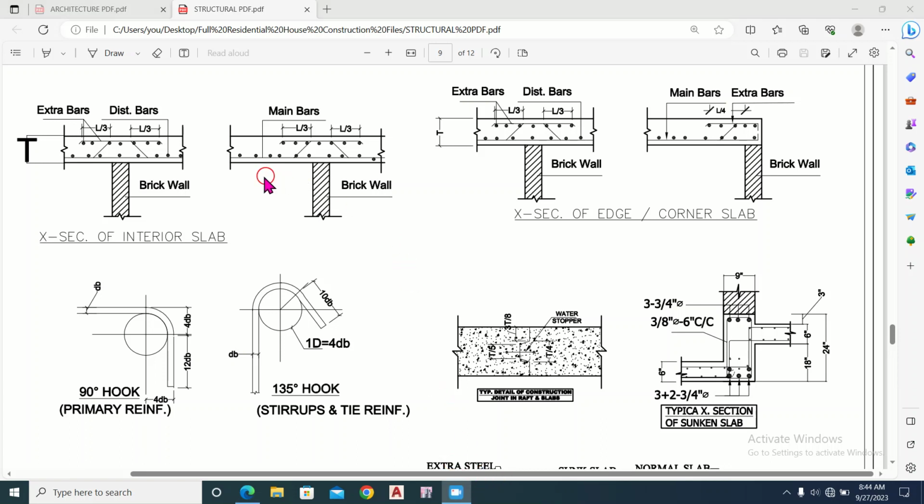Welcome to the structural drawing video part 5. In this video, we will learn about the roof slab details.